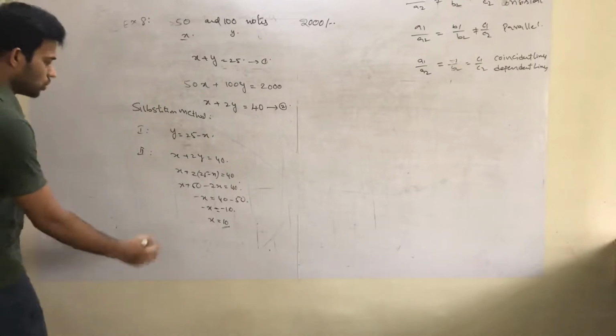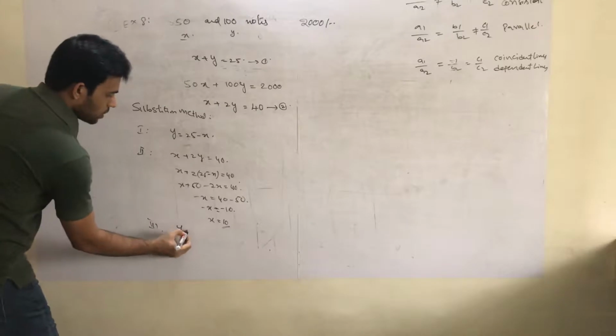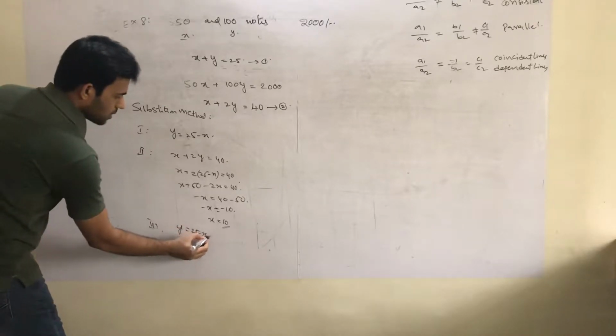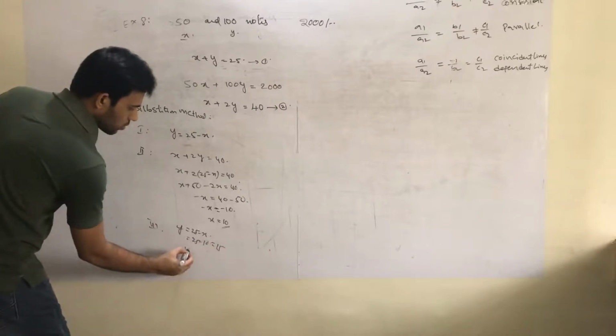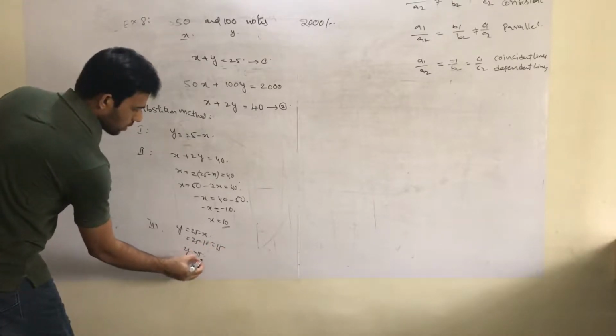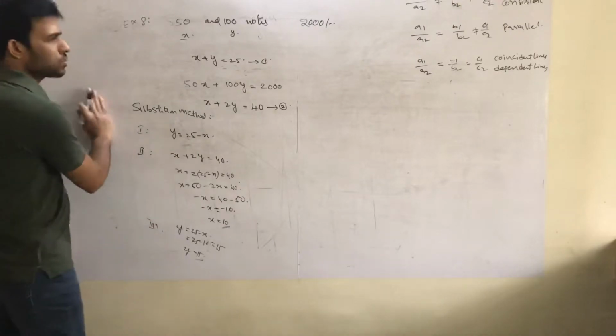Okay. So this value I substitute in any of the equations. Let's consider the first equation, y equal to 25 minus x. So 25 minus 10, that equal to 15. So the value of y is 15. Okay. So x is 10 and y is 15. This is using the substitution method.